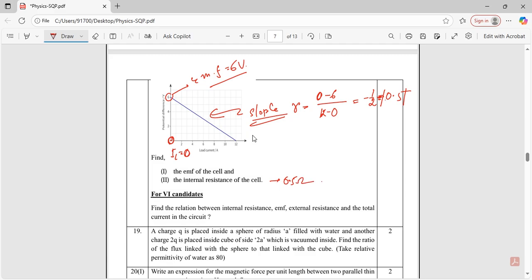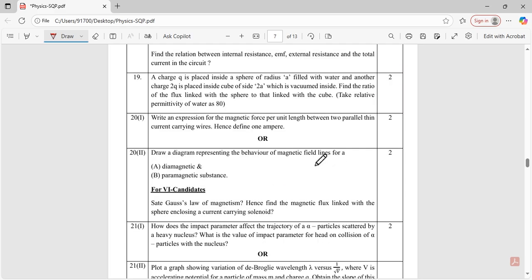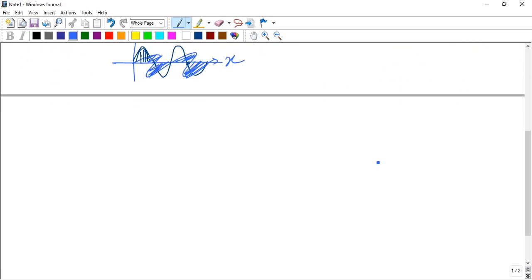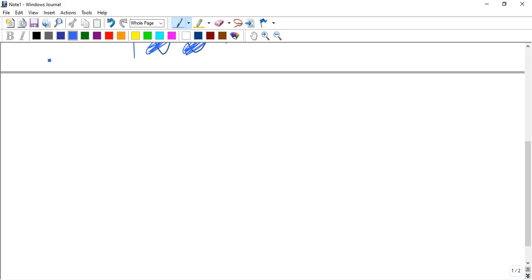Now question number 19. A charge Q1 is placed inside a sphere of radius A filled with water, and another charge Q2 is placed inside a cube of side 2A, which has a vacuum inside. Find the ratio of the flux linked with the sphere and with the cube, where the permittivity of water is given as 80. That's a direct question, and we can solve it with the help of Gauss's law.